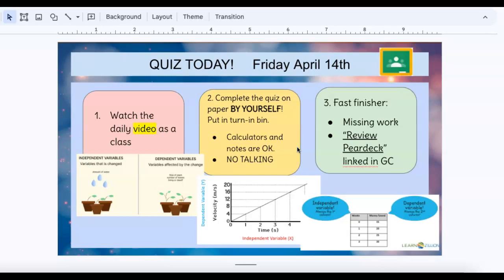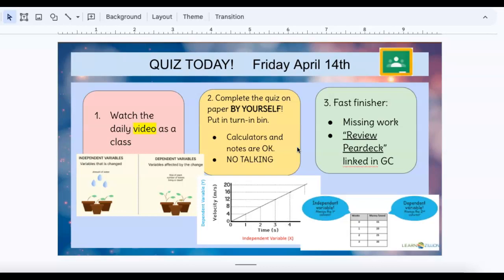So talk to the substitute about moving if you're next to someone you think you're going to talk to, but that means sitting on the floor on one of my cushions away from everybody else, not going to sit with your friend. This is a quiz, so you're completing this by yourself on paper.